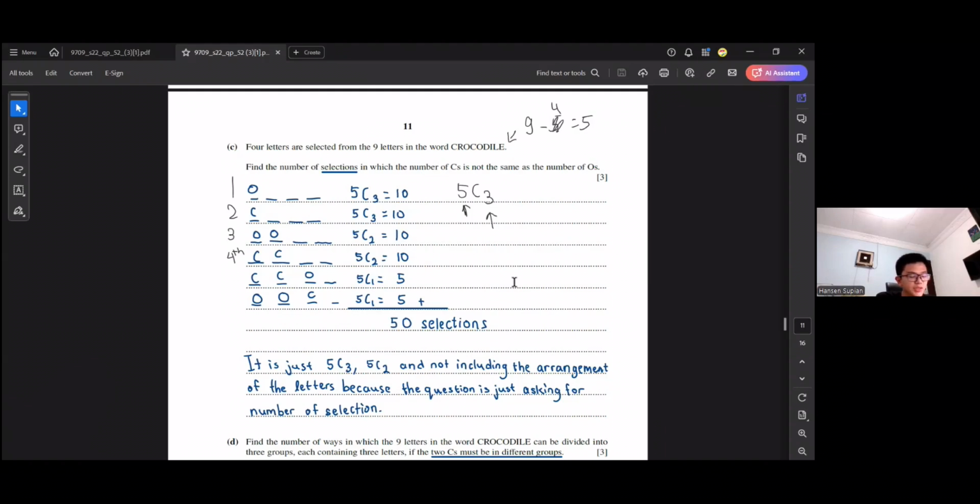Fourth is 5 combination 2, the same. And last, the fifth and the sixth are 5 combination 1 and 5 combination 1. And then we total it because it's an OR. It's different kinds of arrangement, so it's an OR. And 10 plus 10, 10 plus 10, all of them, it becomes only 50 selections.